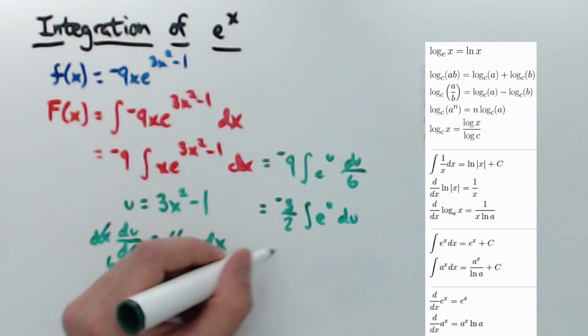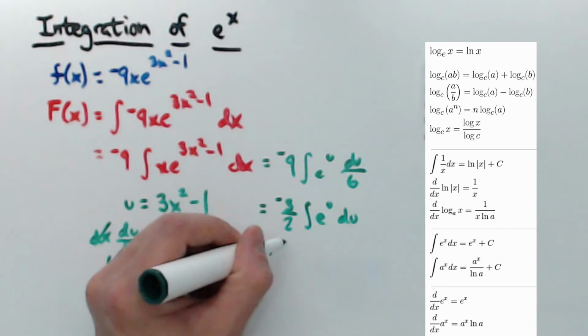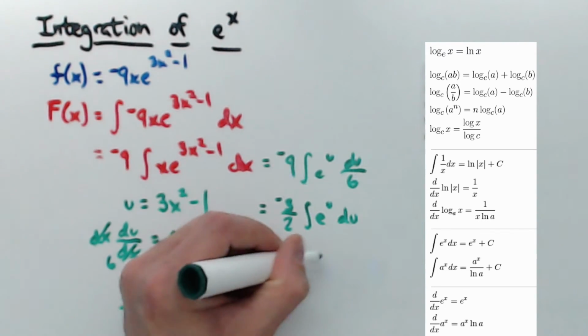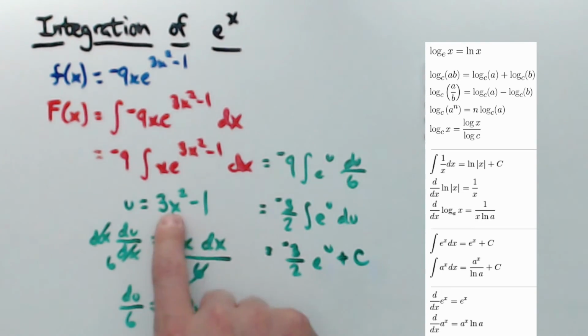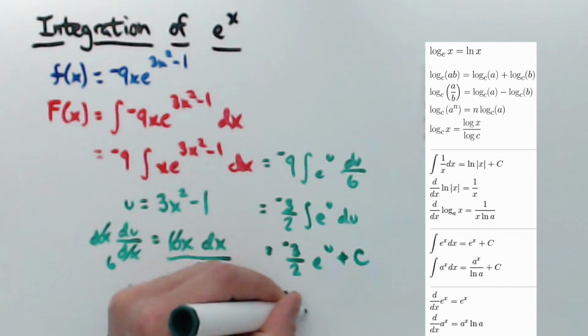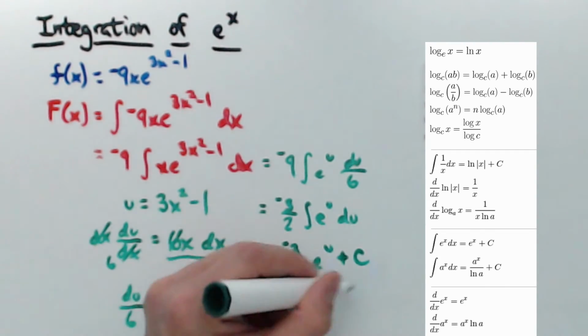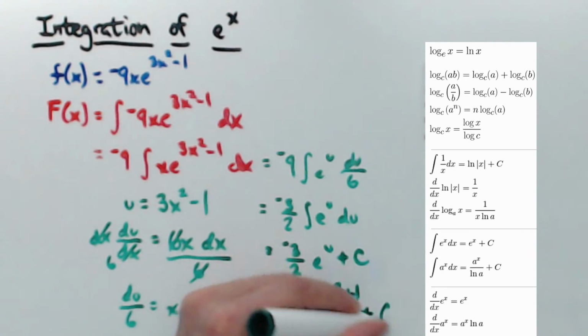From there, I know that the indefinite integral of e to the u is e to the u plus c, so I'm going to have negative 3 halves times e to the u plus c. Then I'm going to substitute my u back in right here, this 3x squared minus 1, and you get your final answer of negative 3 halves e to the 3x squared minus 1 plus c.